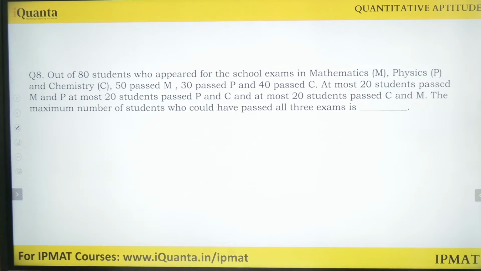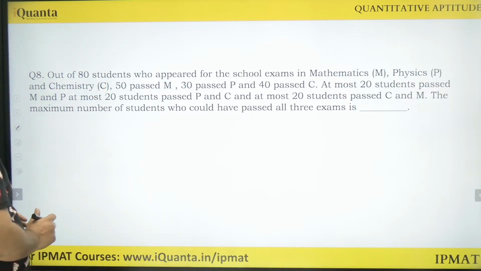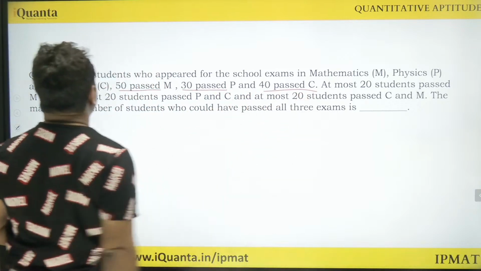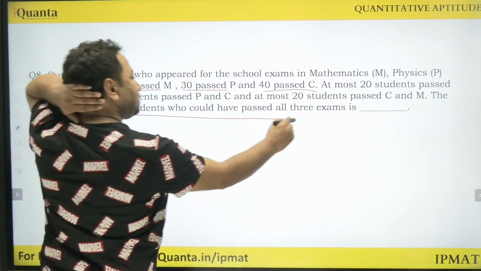Great. Coming to the next one. Out of 80 students who appeared for the exams in mathematics, physics and chemistry, 50 passed mathematics, 30 passed physics, and 40 passed chemistry. At most 20 students passed M and P, at most 20 passed P and C, and at most 20 passed C and M. What is the maximum number of students who could have passed all 3 exams?